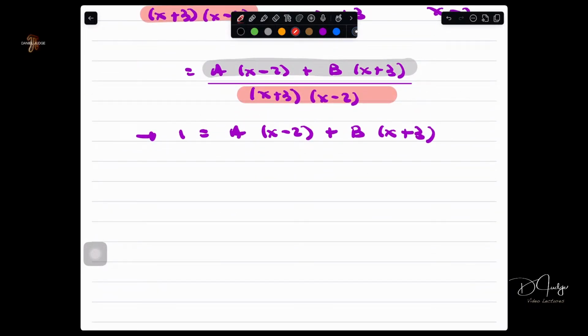Okay, we're going to try to find those values of a and b, because we have these distinct linear terms. So if we let x be 2, wherever there's an x, we let it be 2, we get 1 equals really b times 5, which means b is 1/5. So we get this value here, b is 1/5.